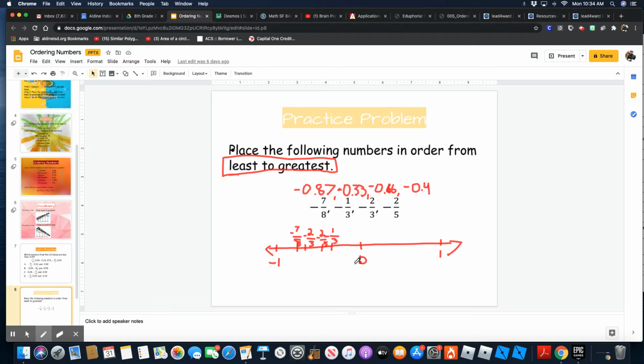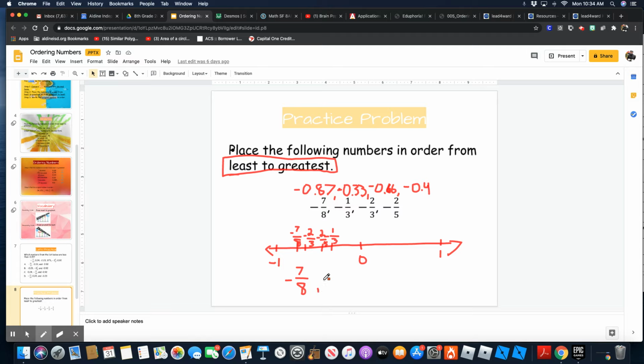Now I need to place these in order. Well, if I look on my number line, they're already in order, because my smallest numbers on the number line are to the left and my biggest numbers are to the right. If I rewrite these in order from least to greatest, I know this looks a little bunched up here. So I had -7/8. That was my smallest number, the number furthest to the left.